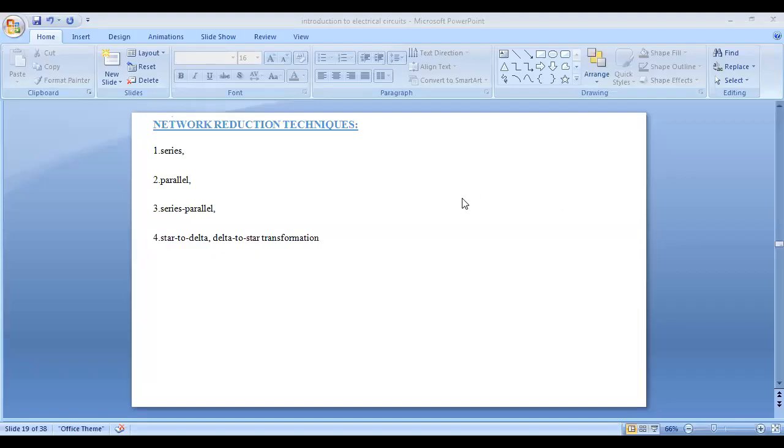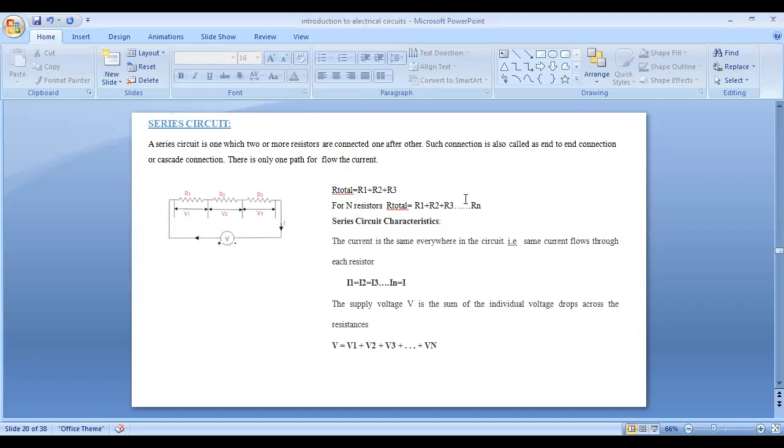Network reduction techniques. In that we have four types of network reduction techniques. One is series circuit, next one is parallel circuit, third one is series parallel circuit, and fourth one is star to delta and delta to star transformation. In that, first is series circuit.